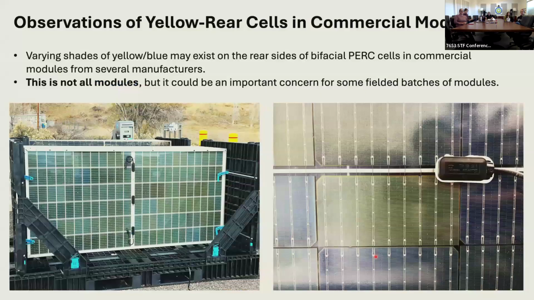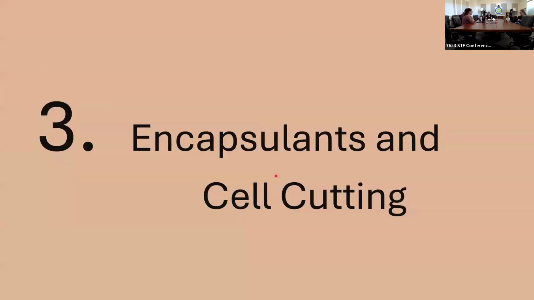And this is just to show that this is probably not a problem for all PERC cells. There are plenty of PERC cells that are just fine. But we do observe just some modules out in the wild that might have differences in color on the rear side. So this isn't something we've tested in modules yet, but just to note that this is out there and maybe it's something we could consider moving forward.